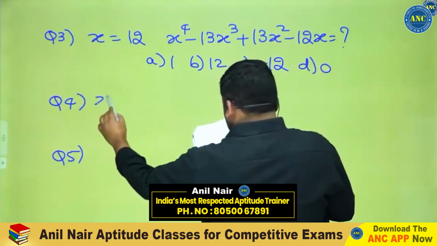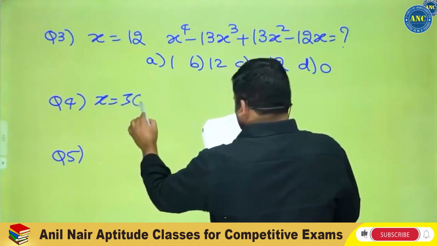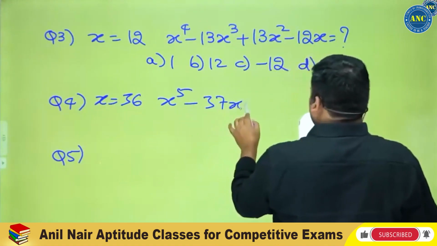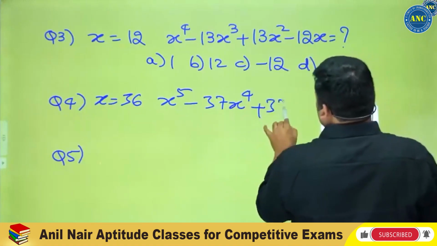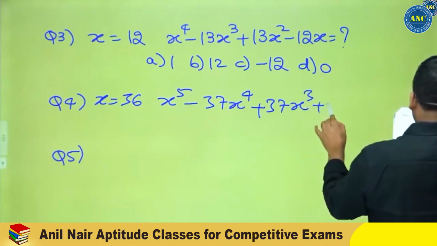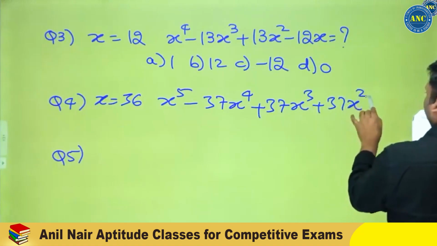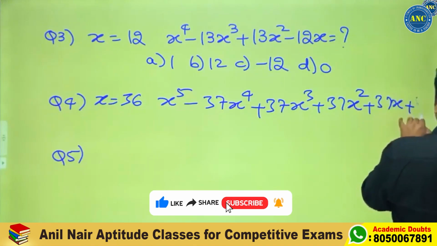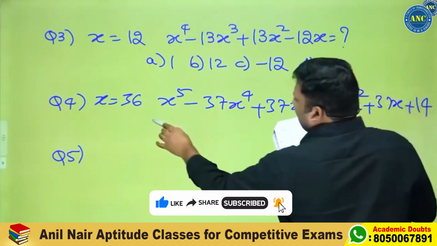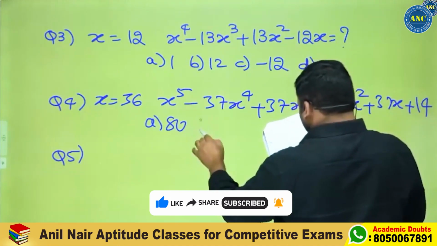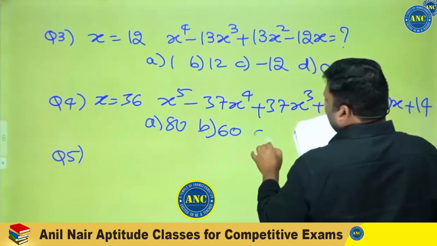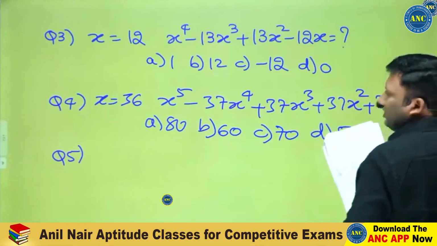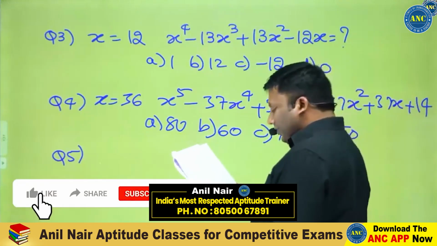Question number 4: x equivalent to 36, x power 5 minus 37 x power 4 plus 37 x cube plus 37x square plus 37x plus 14. Options are 80. Listen carefully, I will introduce another interesting logic. 70-50 from previous year exams with the same answer options.